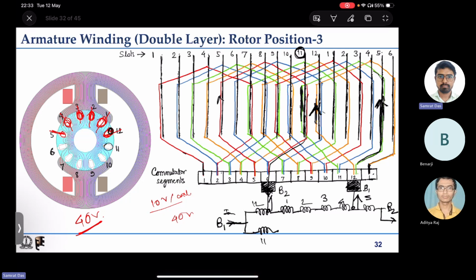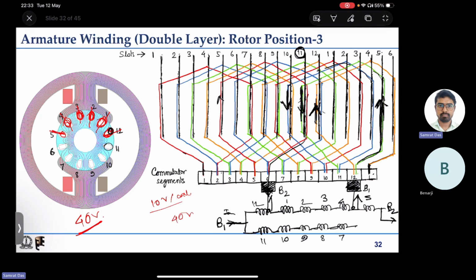After 11 it comes downward, then it goes to the blue one. Blue one is which one? This is the 10th one. So 11 to 10, then 9, then 8, then 7, then 6. This is the sixth one. It comes and gets collected here at brush 2. So this completes the two parallel paths. Now are the parallel paths clear? Yes, sir. Clear.